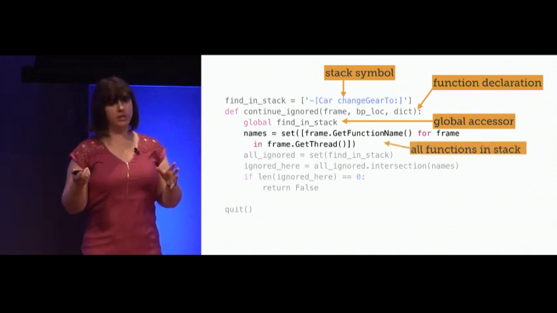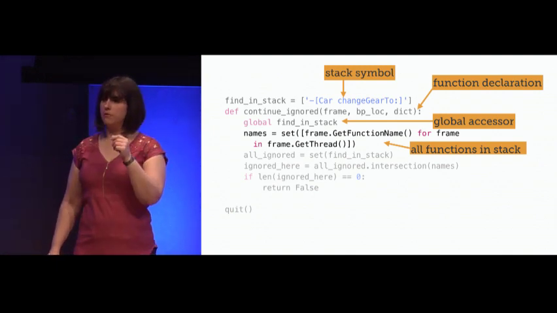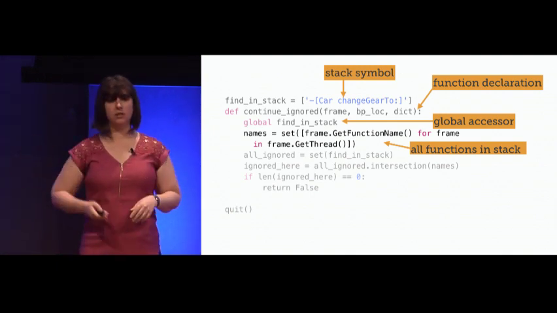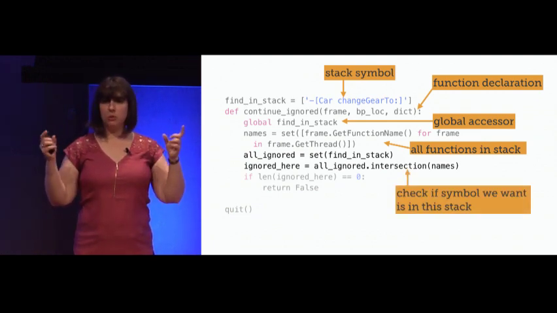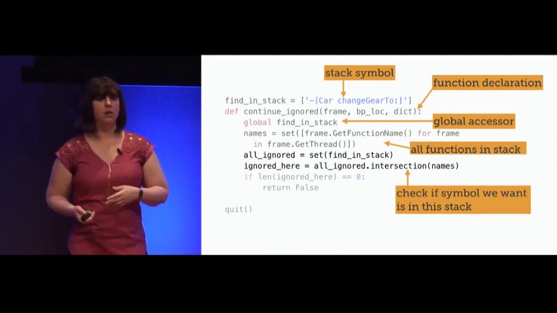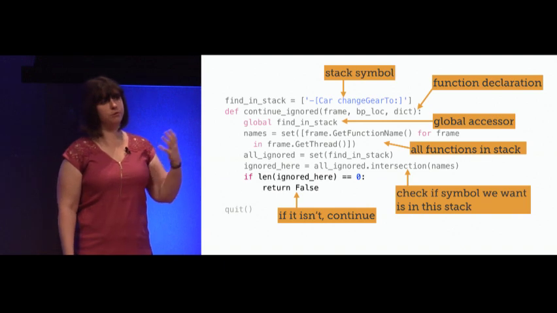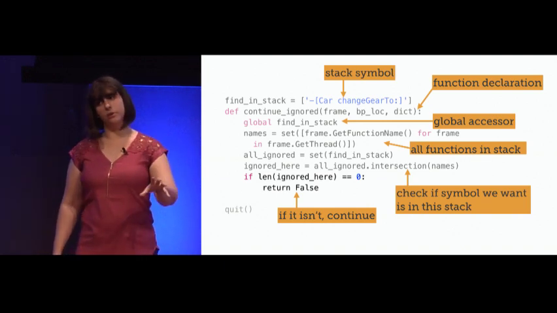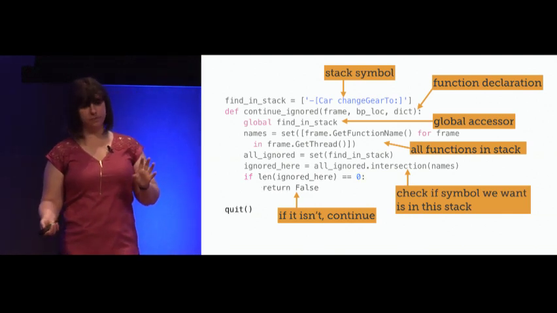Python's a little weird to me, so first I'm grabbing all of the functions in the stack. That's what you can do with that frame variable. You can get all sorts of crazy stuff. Then I'm basically taking 2 arrays, finding the intersection, which is seeing if that function is in the stack. If it isn't, continue. So returning false from one of these functions is don't stop. Returning true is please stop. And then obviously you quit.